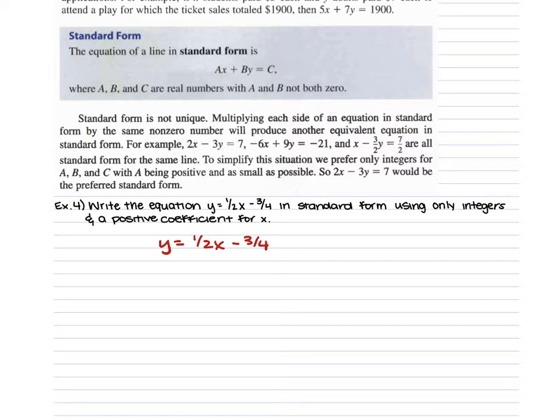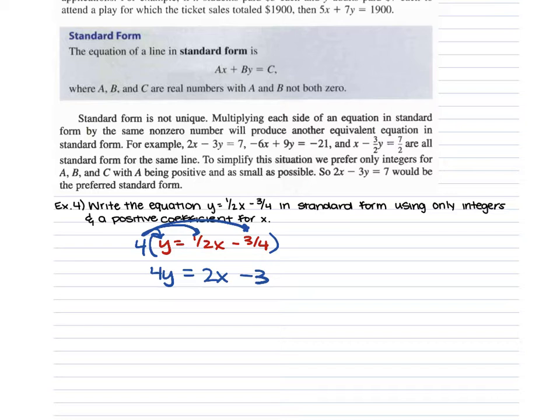Well, I want to get rid of my fractions first off. So when I get rid of my fractions, I'm going to multiply my entire equation by the least common denominator, which in this case is 4. So the 4 times y is 4y. The 4 times 1/2 x is 2x. And the 4 times negative 3/4 is just negative 3.